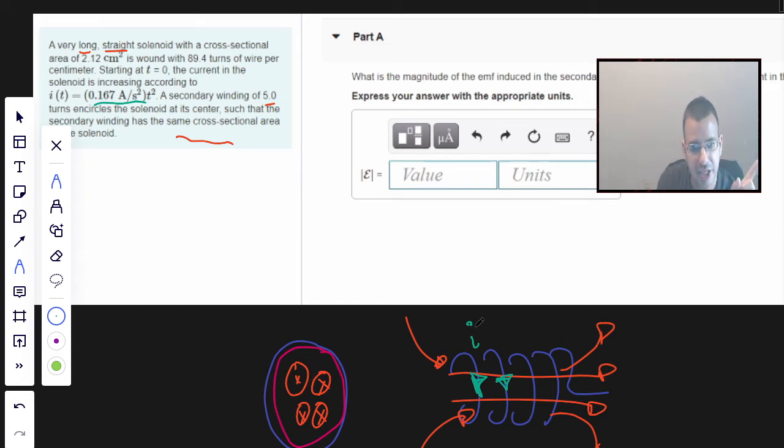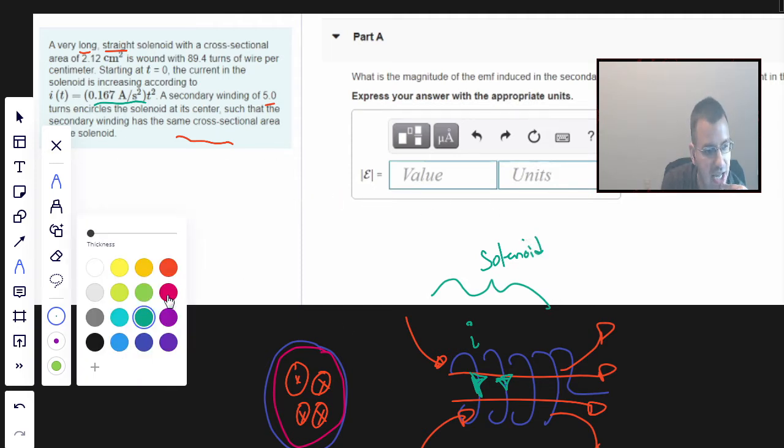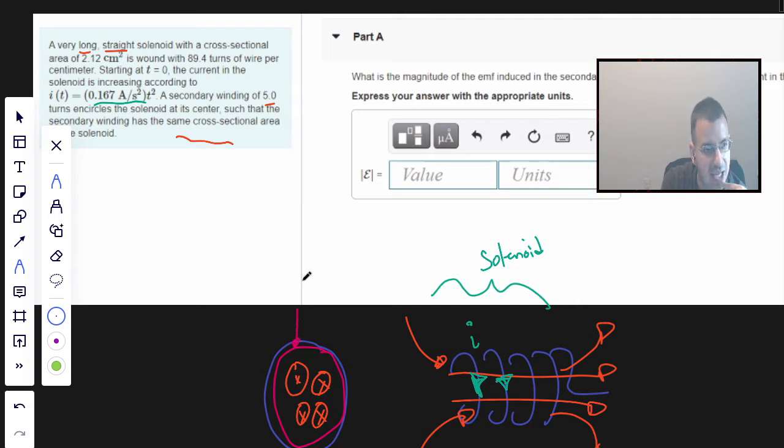And a couple of other ideas to keep in mind. I know, lots of information. This is a relatively easy question that is not straightforward in any way. So this here is a solenoid, and the red on the inside is a loop. The secondary winding circles the solenoid and has the same cross-sectional area, and we're just going to consider the inside to be a loop of wire, 5 loops of wire.